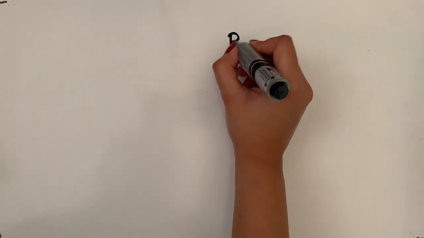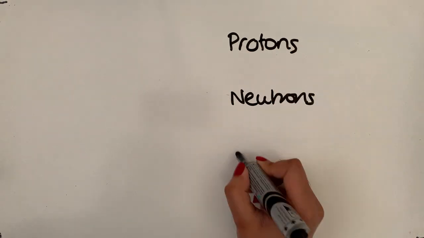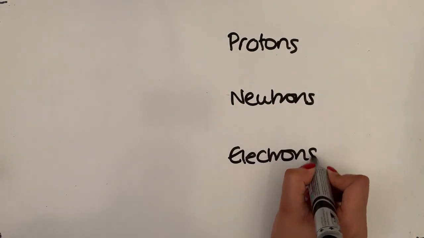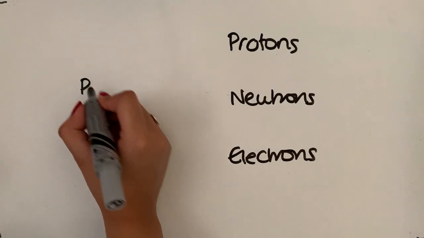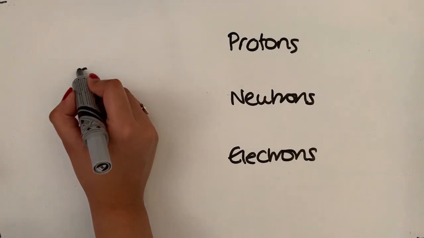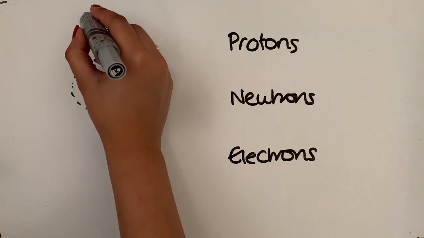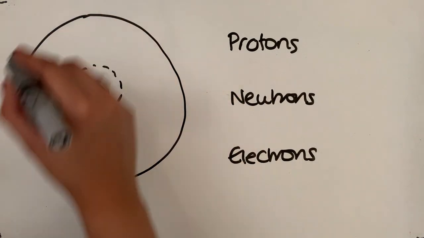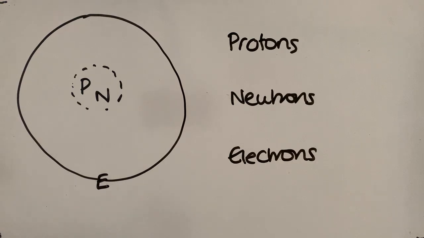There are protons, neutrons, and electrons. In terms of where they are found in an atom, the center of an atom is called the nucleus, and the protons and the neutrons are found in that nucleus, and the electrons are found around the outside on something called an electron shell, and this is where you find the electrons.